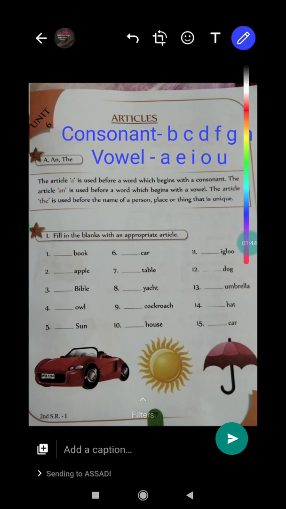Okay. So now let us see how and where do we use which articles. There are 3 articles: A, an, and the. Okay, the article A is used before a word which begins with a consonant. So when will we use article A? We will use article A before words which begin with consonant. What are consonants? All the letters of the English alphabet except vowels. Like B is a consonant, C is a consonant, D is a consonant. If any word begins with a consonant, you will use A article before it.